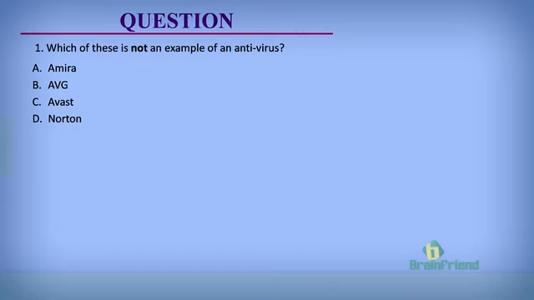Okay, let's answer the following question. Which of these is not an example of an antivirus? A. Amira. B. AVG. C. Avast. D. Norton. The correct answer is A. Amira. Amira is not an example of an antivirus. It is Avira. So AVG, Avast, Norton, they are all examples of computer antivirus.